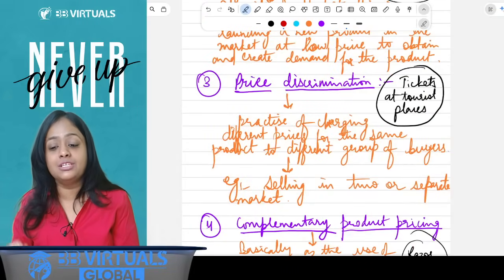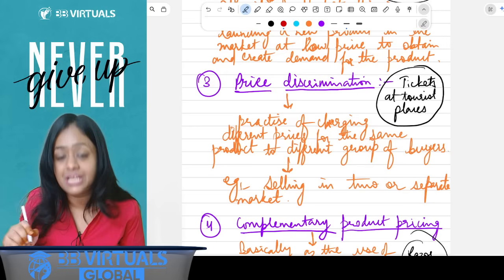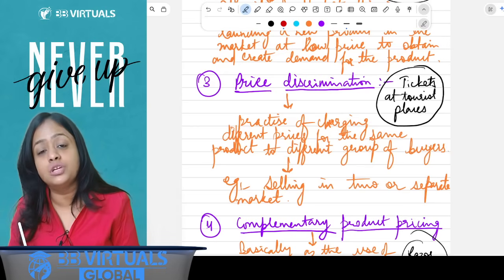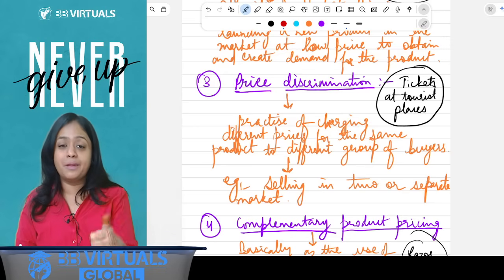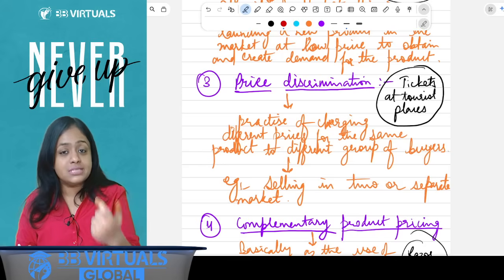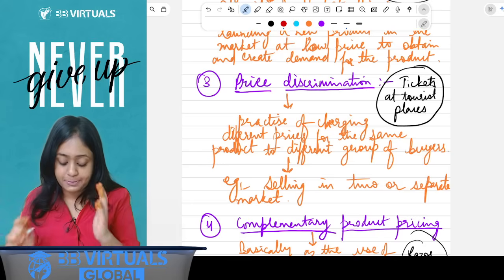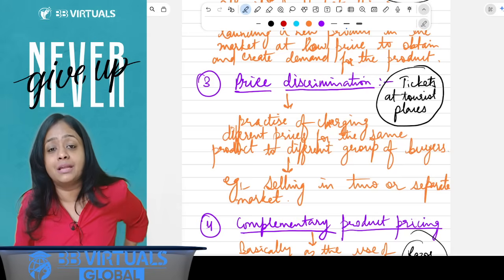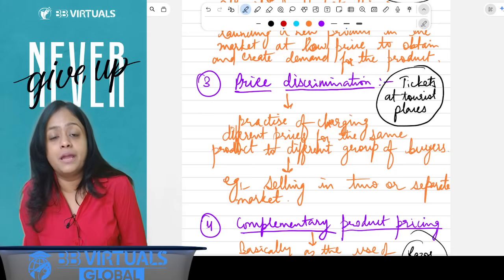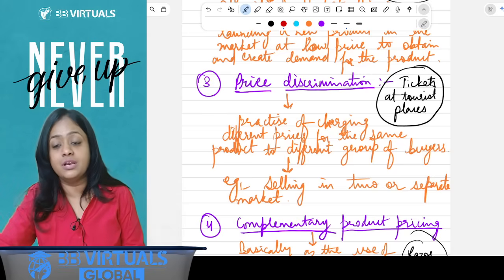Price discrimination example can be tickets at tourist places. You can see when you go to tourist places, we have differential pricing for foreign tourists, for senior citizens, for children, and for others. So this differential pricing is price discrimination. That means the practice of charging different prices to different categories of customers.